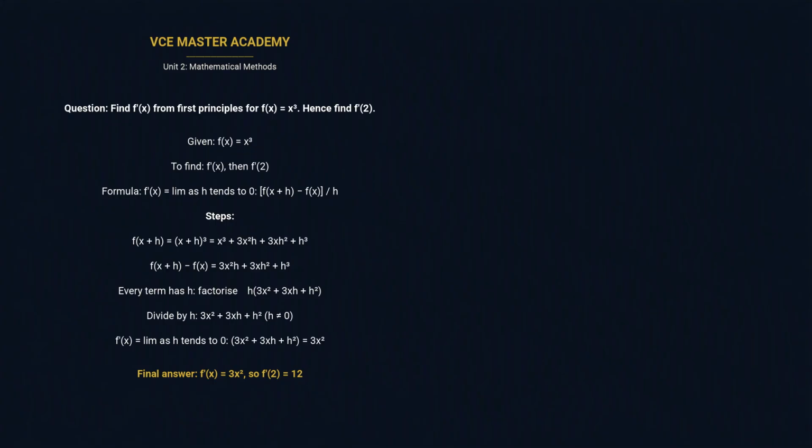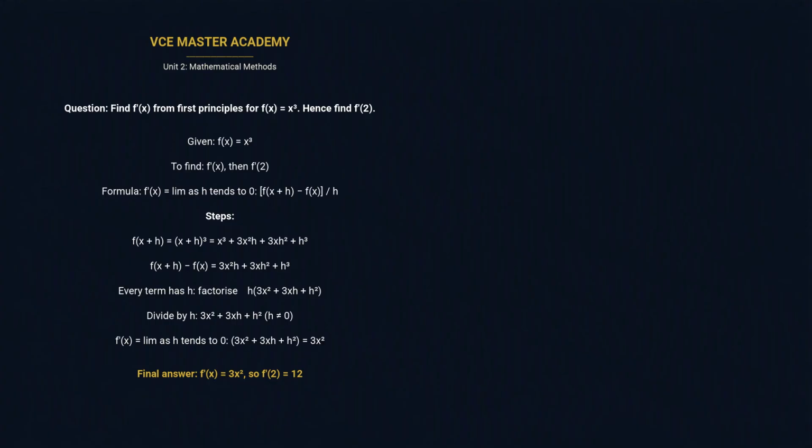Given f of x equals x cubed. To find f dashed of x, same formula. Step 1. F of x plus h is x plus h, all cubed. This is where the binomial work pays off. It expands to x cubed plus 3x squared h plus 3xh squared plus h cubed.